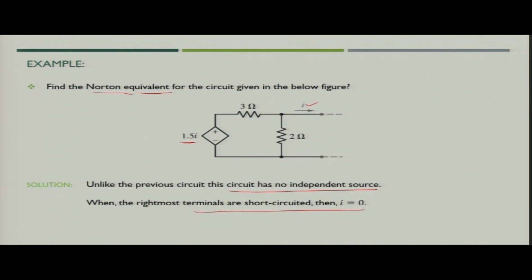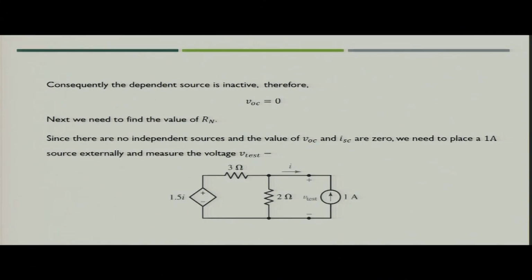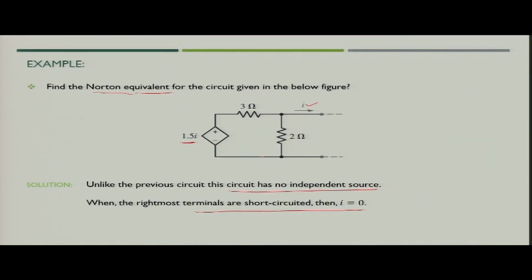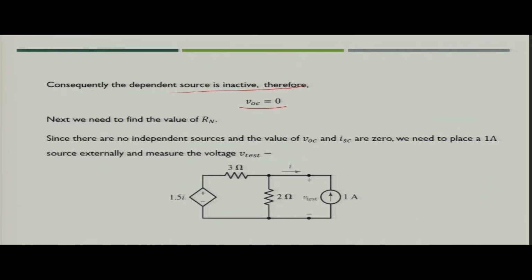I. So, you always have open circuit voltage 0 and short circuit current also 0. It means that you need not find out the value of Norton's current, because you cannot find it, as there is no independent voltage or current source. So, next we just need to find out the value of Norton's resistance.